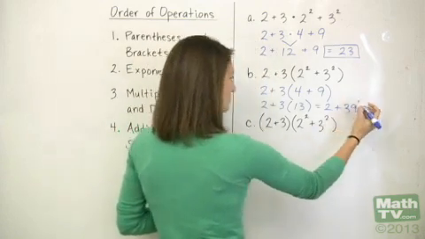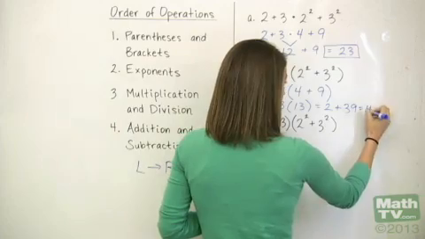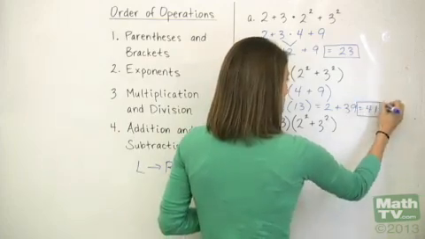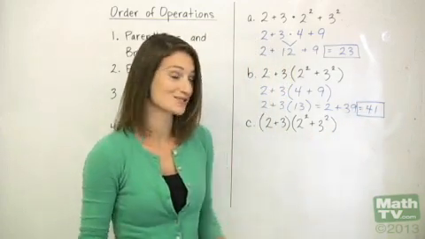And now we can do our final step of addition. 2 plus 39 is 41. So there's our answer for our second problem. Let's do our last one.